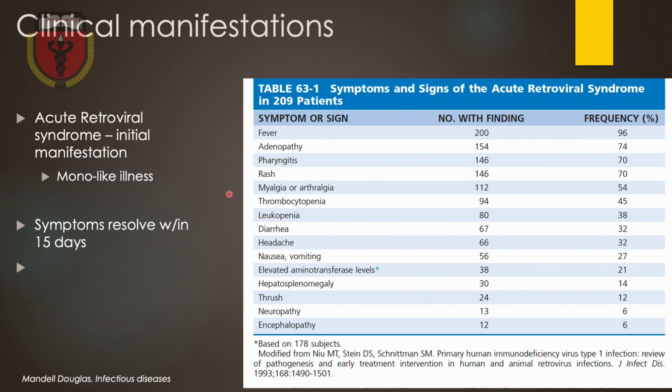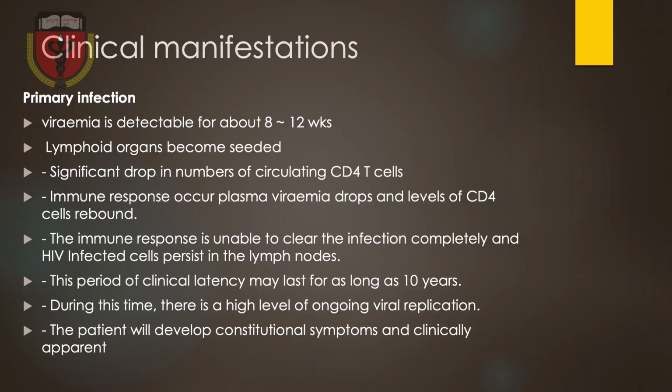Sometimes symptoms resolve within 15 days, depending on the individual immune response, how strong someone's immune response is. If someone already has an underlying impaired immune response, their symptoms might not resolve within 15 days. It might progress to severe or full-blown HIV infection in a very short amount of time. So these are basically the symptoms or signs, and then the HIV primary infection happens.